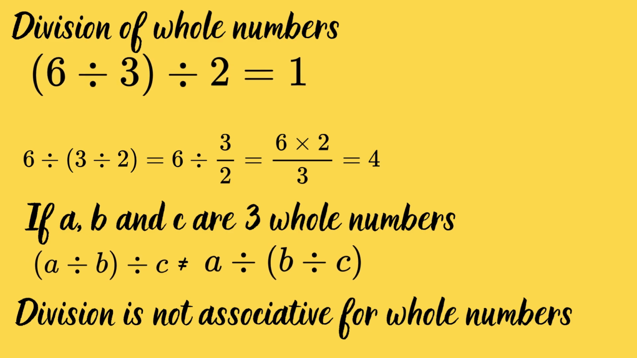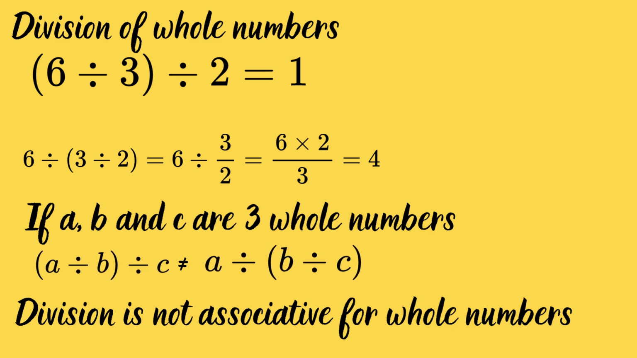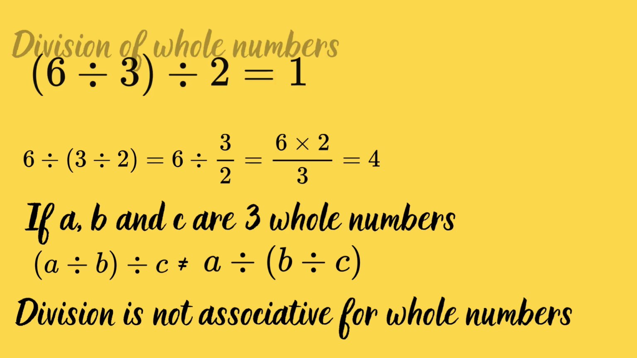Thus if A, B and C are three whole numbers, (A divided by B) divided by C will not be equal to A divided by (B divided by C). Thus the associative property does not hold true for the division of whole numbers.